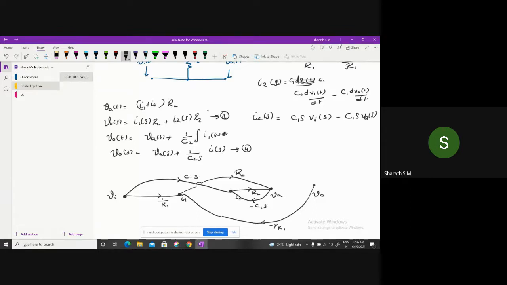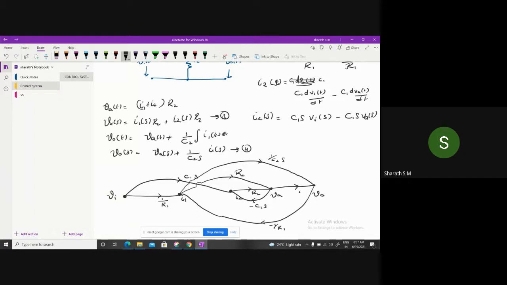Afterwards, the last equation, V0 is equal to VA. So VA is the forward path. We don't have any gain here, so that is 1 plus 1 by C2S into I1 of S. So from I1, we have a 1 by C2S. This is 1 over C2S. So this is how we are able to sketch the final signal flow graph for the given circuit.